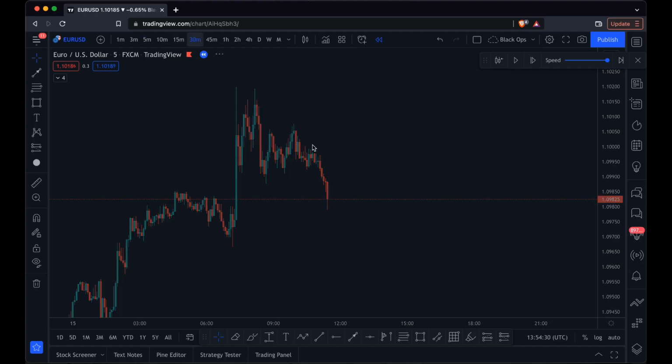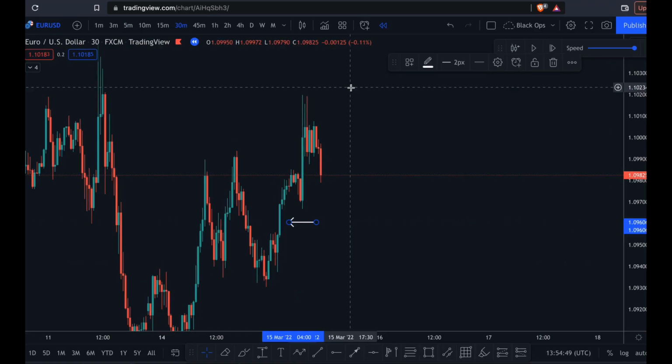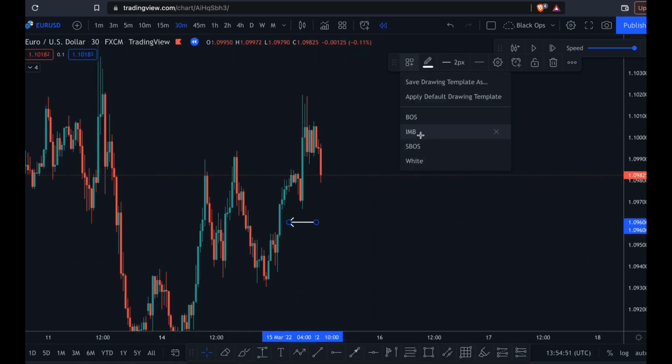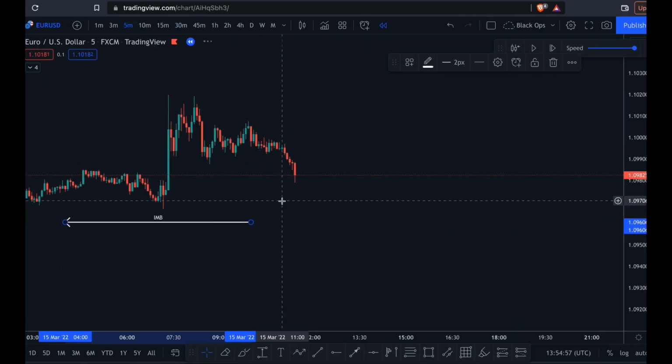So let's start off with some top-down analysis. For this pair, Euro USD, what we can see is we have an imbalance to the downside. So we have an imbalance over here, and I'm going to mark that out right now. I know that I want to target this imbalance for price to move into.